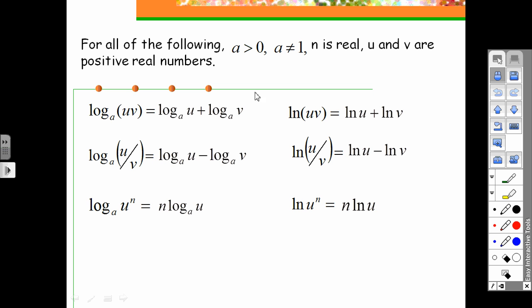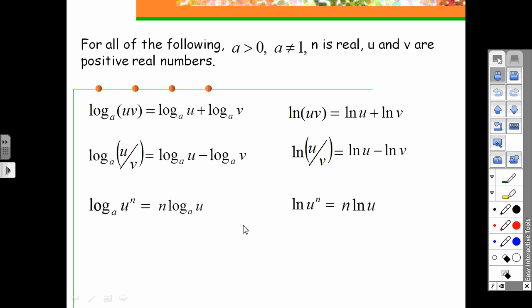So you guys need to commit these properties to memory. You're going to be going from an expression that looks like a single log into the sum and difference and multiples of logs. And then you're going to have some problems where it's all written out as sums and differences and multiples, and then you have to put it back as a single log.